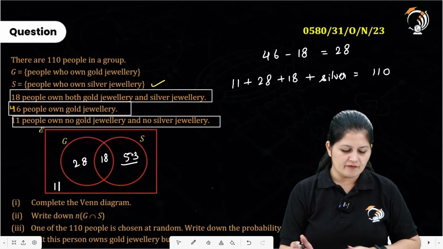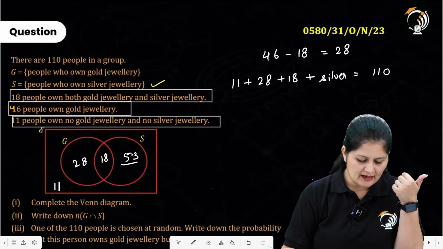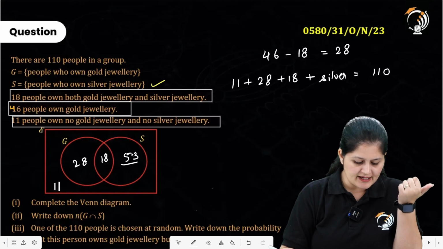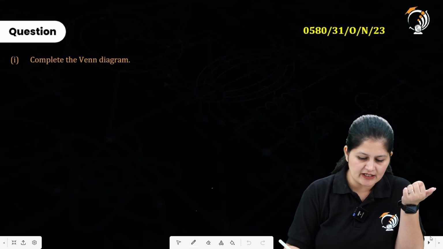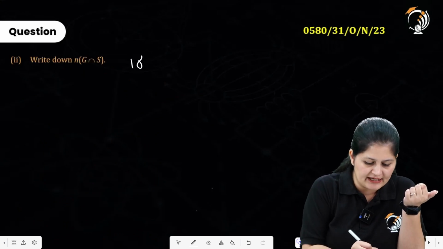So now, we are done with the first part, that is, complete the Venn diagram. Write down the number of elements for G intersection S. The elements for G intersection S are 18.